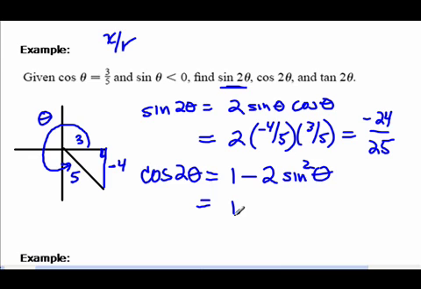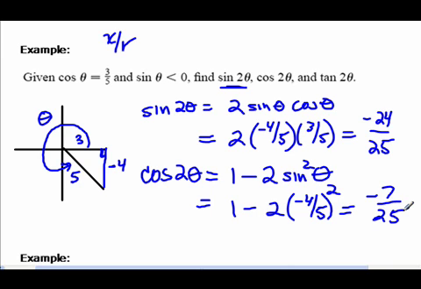So this would be equivalent to 1 minus 2 times the sine of theta, which we used in the last problem, right? The sine was -4/5. So this would be 1 minus 2 times -4/5 squared. And we do the arithmetic, square the -4/5, get positive 16/25, multiply that by 2, take 1 minus that, and we get -7/25. So far, so good?